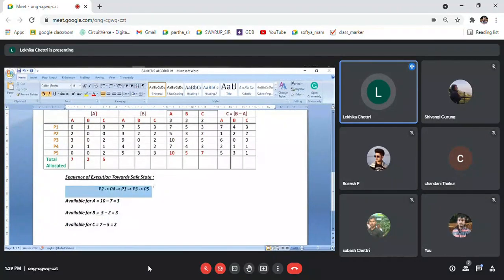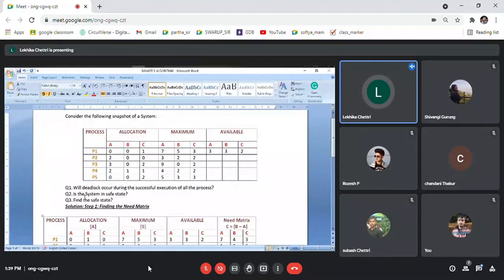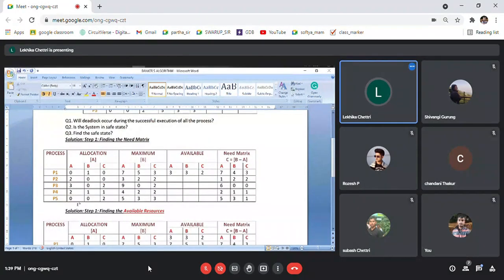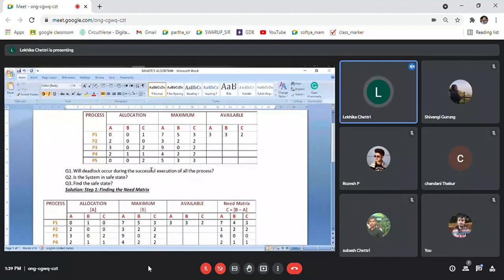So this is your safe state. So your answer to your question is: the system is in a safe state. Yes. Find the safe state. Finding the safe state is storing this sequence. So now because there is no deadlock, your operating system will allow the execution of the processes in this order. It will allow first P2, then P4, then P1, then P3, then P5. All of them will successfully execute and then terminate successfully. Is it clear? The Banker's algorithm?